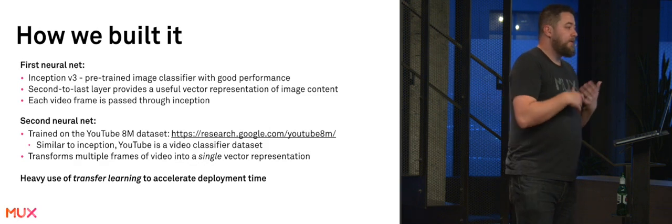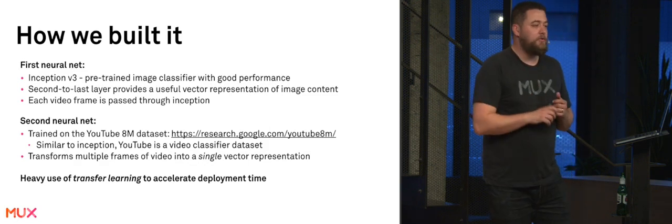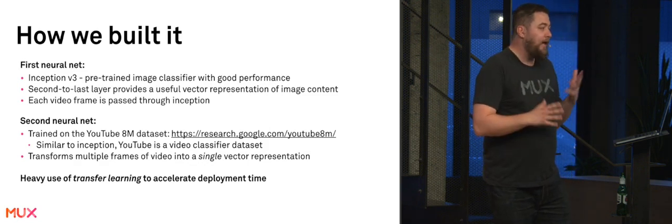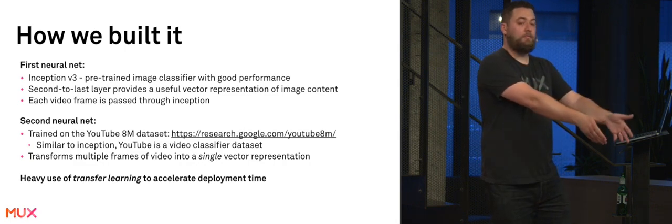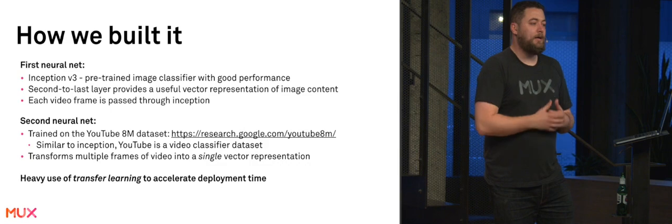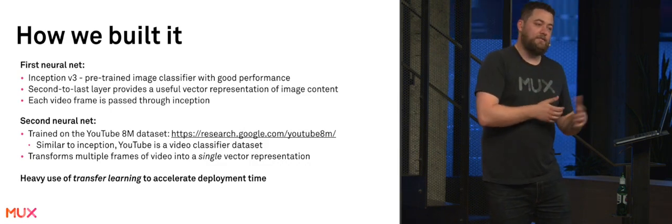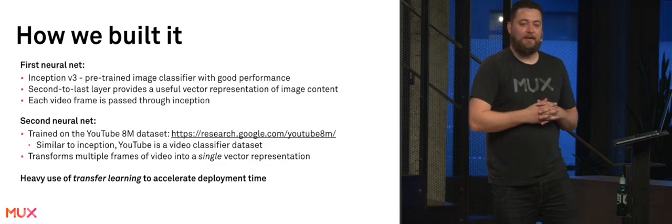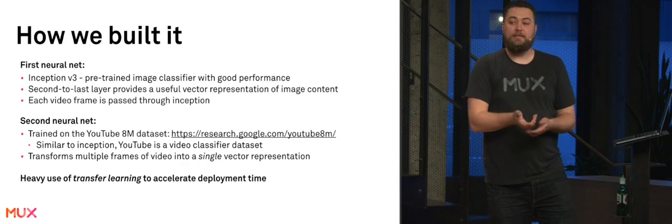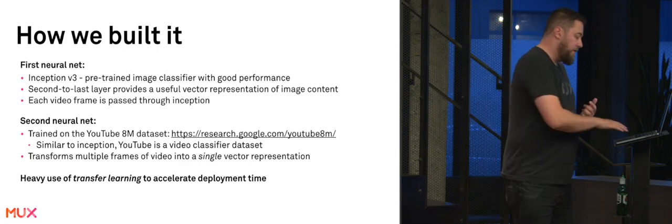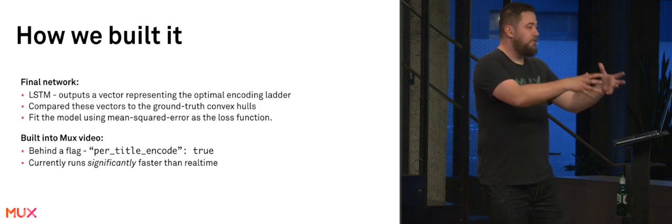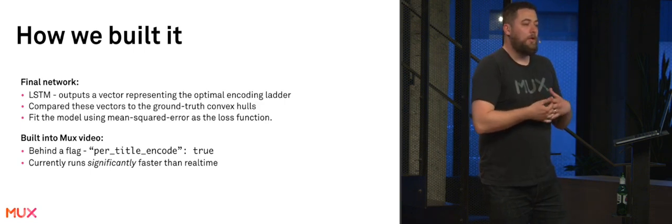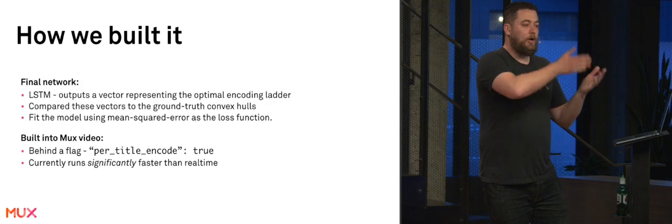Then we trained a second neural net on the YouTube-8M dataset, thanks Google, which is about 8 million classified videos. We fed in frames from video that had been run through Inception and retrained that. Again, we trained a video classifier, chopped off its top layer, and used that as a vector representation of our video, before finally using an LSTM network. Based on that vector representation of our video, we can then turn that into an optimal encoding ladder.